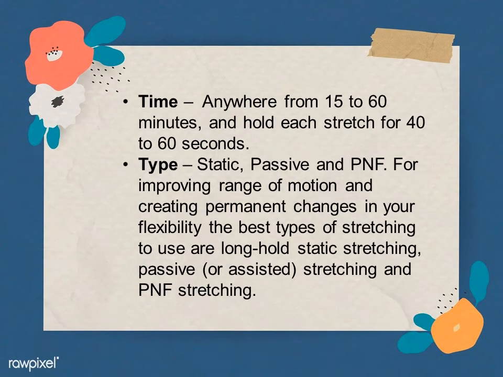Time: anywhere from 15 to 60 minutes, and hold each stretch for 40 to 60 seconds. And lastly, we have the type. Static, passive, and PNF are for improving range of motion and creating permanent changes in your flexibility. The best types of stretching to use are long hold static stretching, passive or assisted stretching, and PNF stretching.